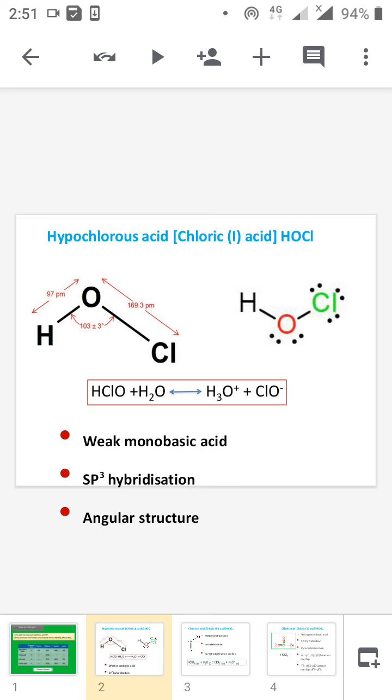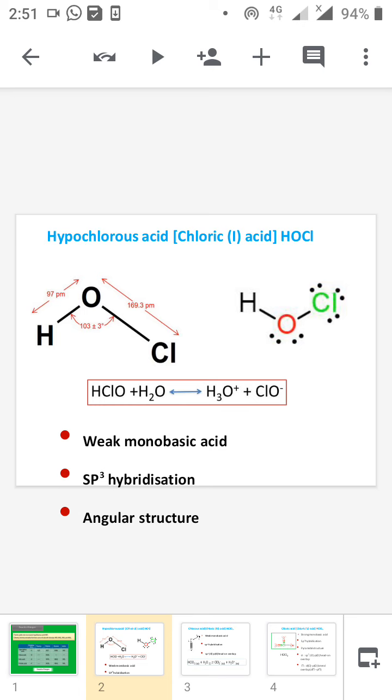And now here the chlorine exists in sp3 hybridization. So after the hybridization we will get 4 sp3 hybridized orbitals, in which 3 of them are occupied by lone pairs of electrons, and one of the sp3 hybridized orbitals is used to form the sigma bond with the p orbital of the oxygen atom.